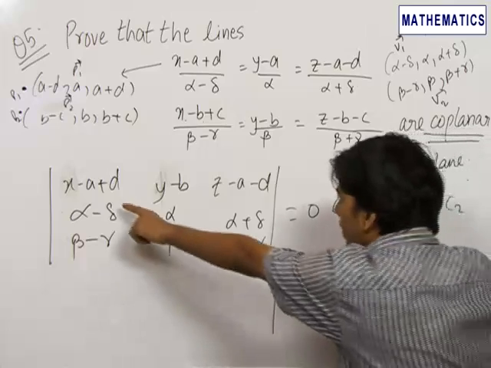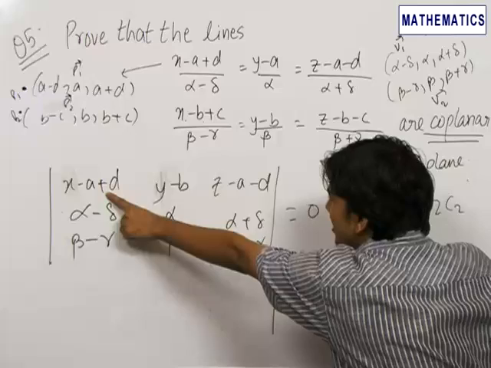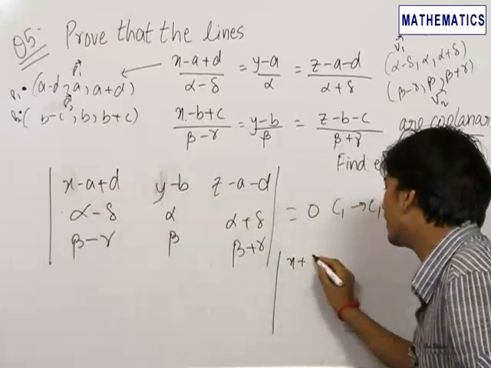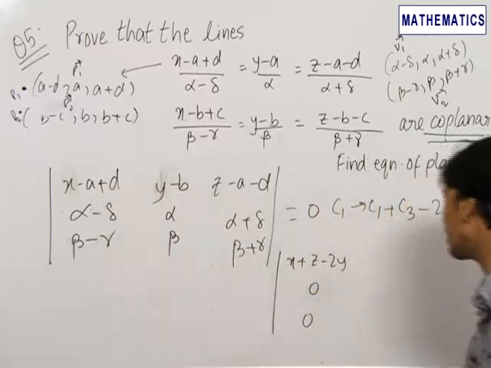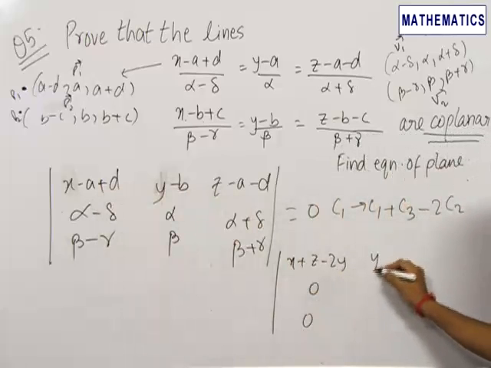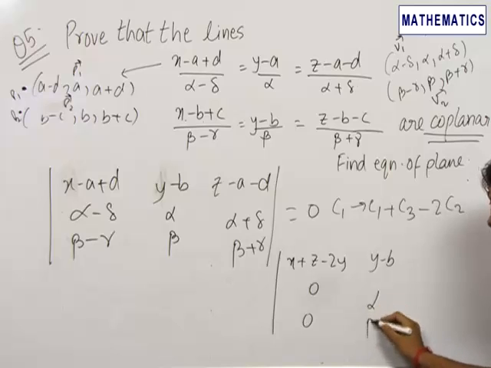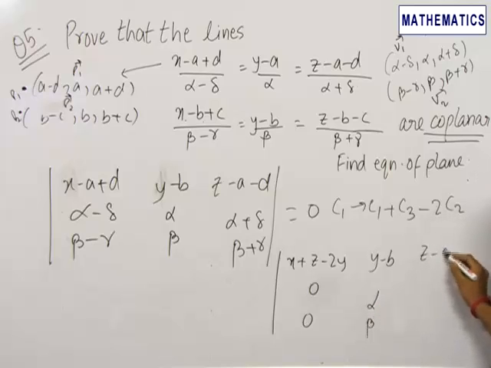x, we get C1 plus C3 minus 2 C2, that is x plus z minus 2y, we get 0 and 0 over here. The other two columns do not change. This is y minus b, alpha into beta, this is z minus a minus d into alpha plus delta, beta plus gamma, this is equal to 0.